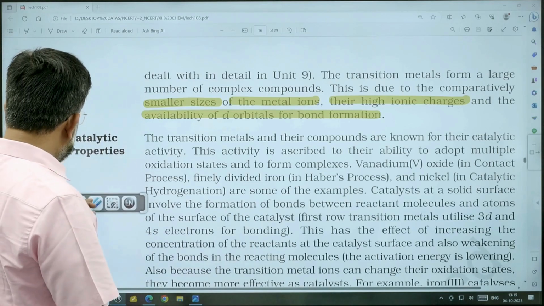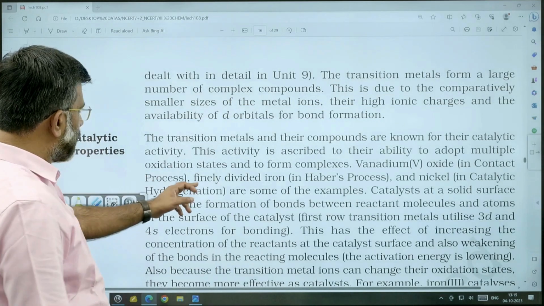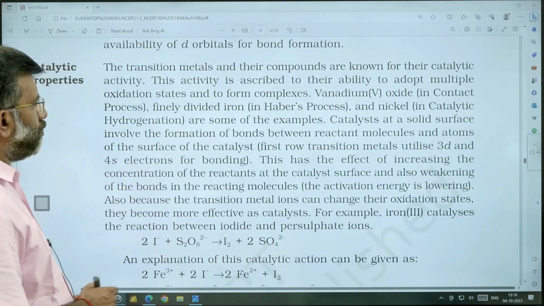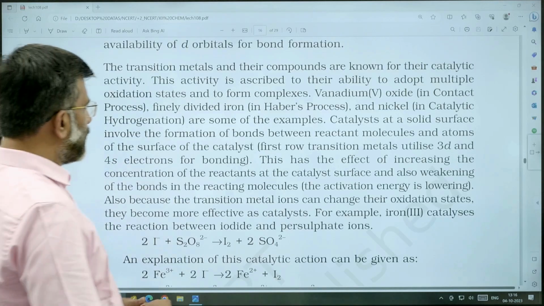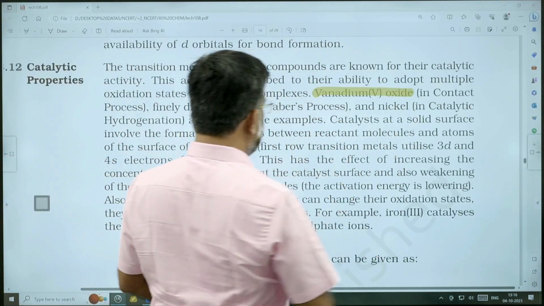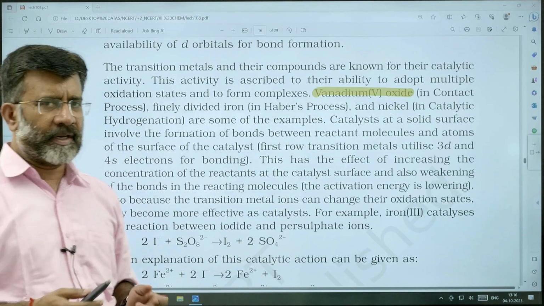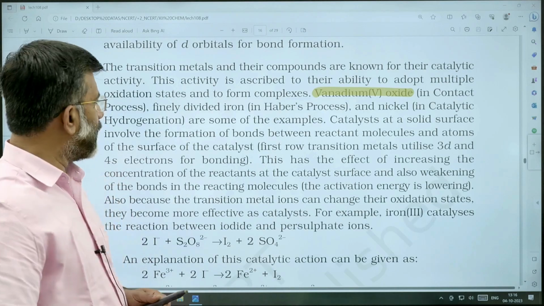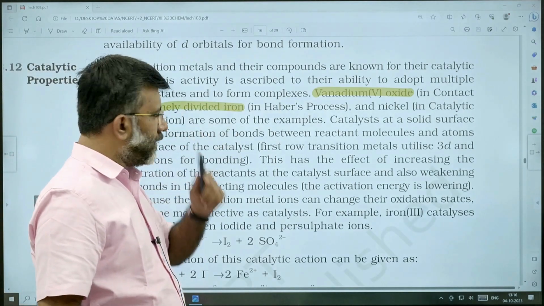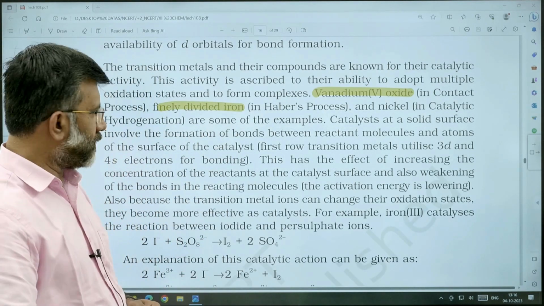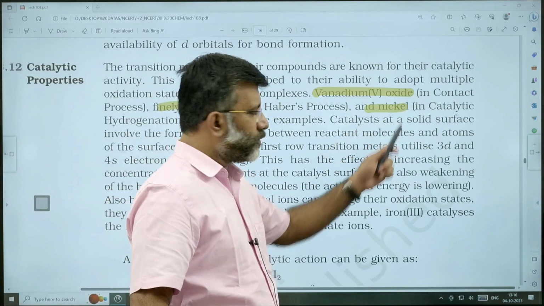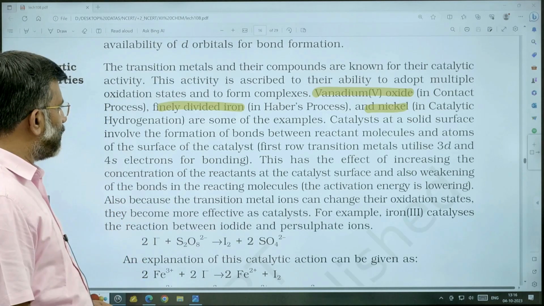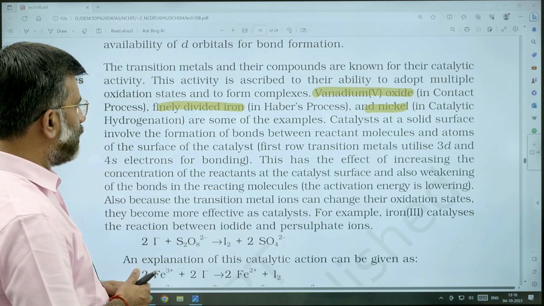Next is catalytic activity. Transition metals are well known for their catalytic behavior. Various examples we can see. Vanadium pentoxide acts as a very popular catalyst in the contact process, preparation of sulfuric acid. Then finely divided iron is used in the Haber process. All of you know nickel is used in catalytic hydrogenation reactions. Powdered nickel is used. These are a few examples.